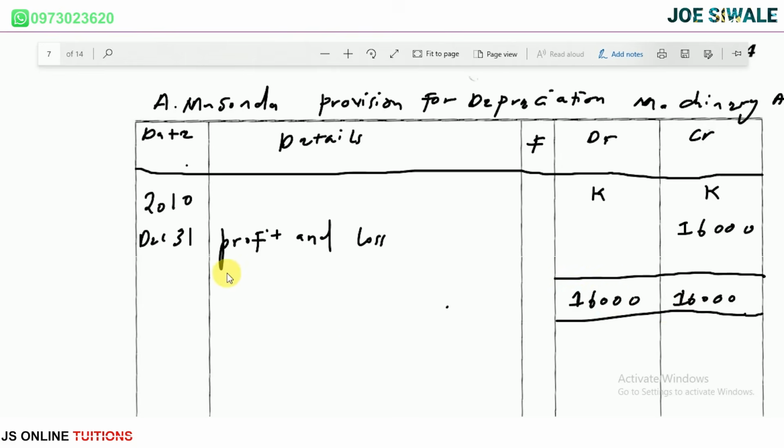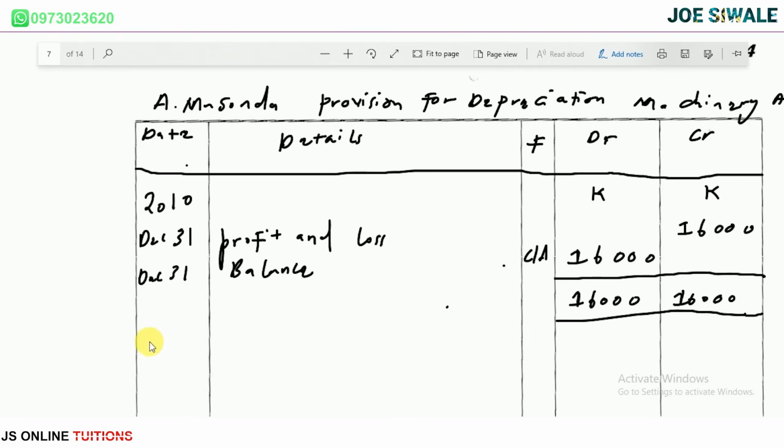Then there we're going to write down the balance carried down. And the balance carried down is going to be recorded on the 31st December. So we have our balance carried down. So to balance up the debit side, we need to add 16,000 on the debit side. And you're going to write down the balance brought down.